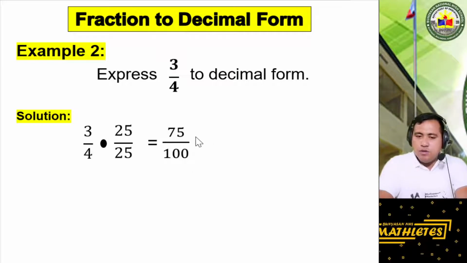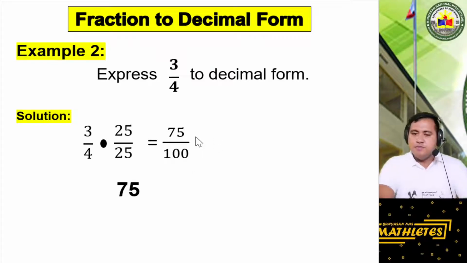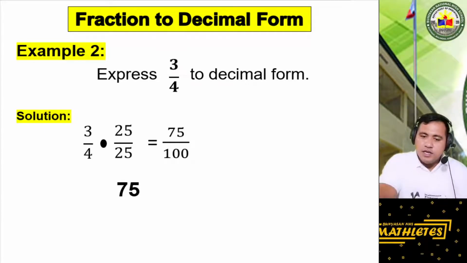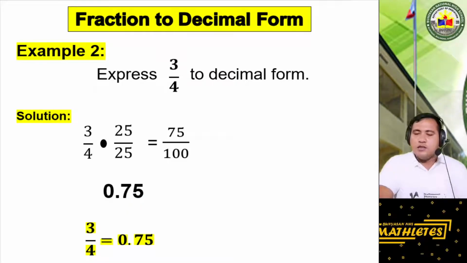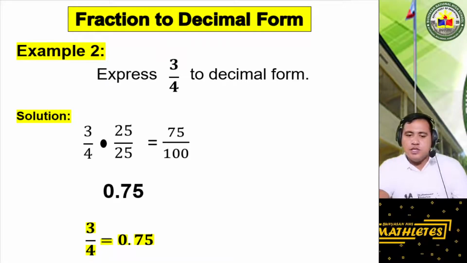Now, ato na pong basihan si 75, ang numerator. Then kay 100 man, duha ka 0, so duha ka move. 2 moves to the left. So ang location sa atong decimal point, 0.75. That means 3/4 is equal to 0.75.